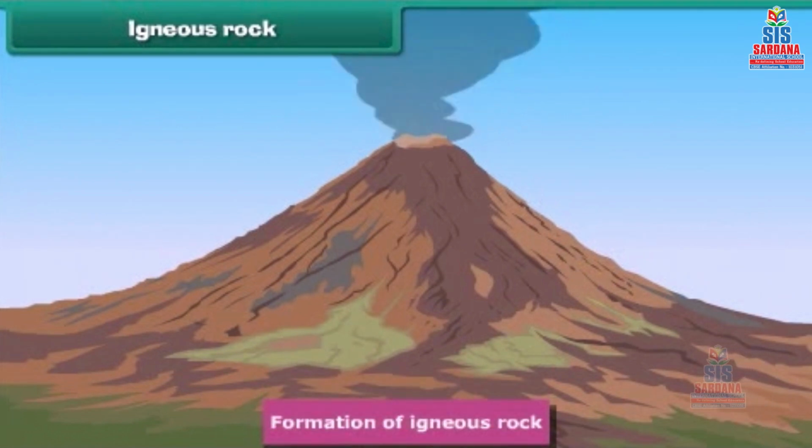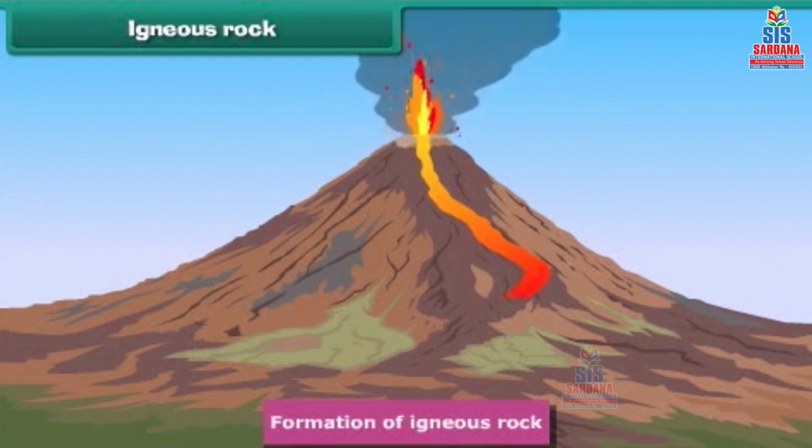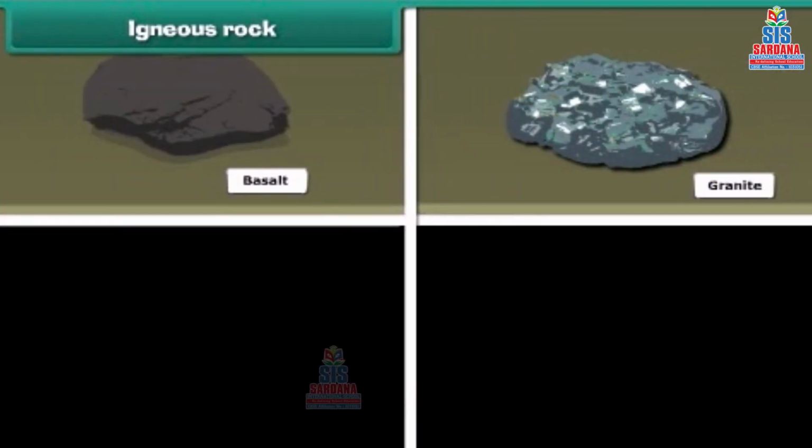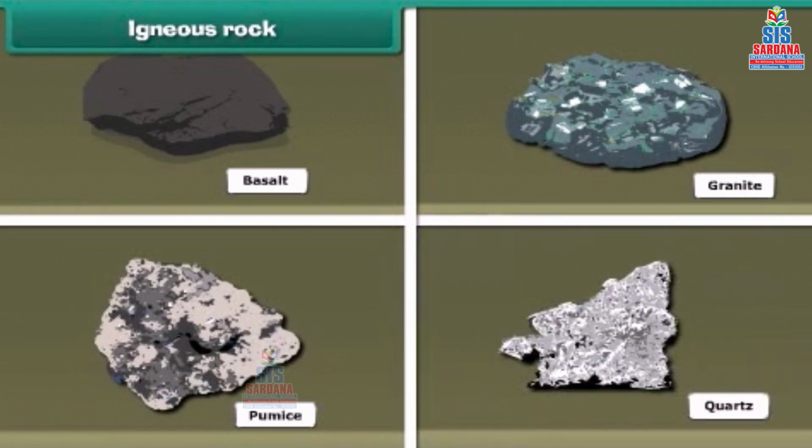Igneous rock is formed when molten rock like lava in volcanoes cools and gets hardened and solidified. It is often shiny and glossy. Basalt, granite, pumice, and quartz are examples of this kind of rock.